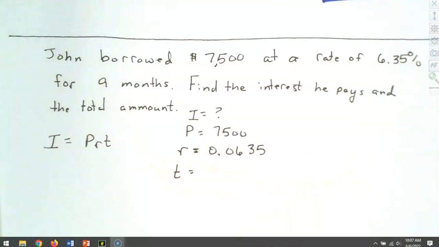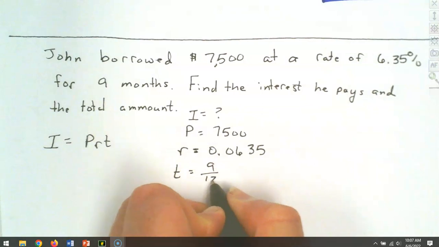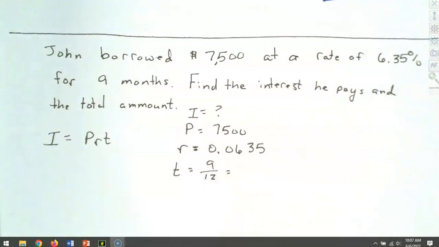My time again is not 9. 9 would mean 9 years. We're not taking out this loan for 9 years. We're taking it out for 9 months. So that's 9 over 12. And you can leave it as it is, or you can reduce it, right? Because 9 and 12 both have a 3 in common.